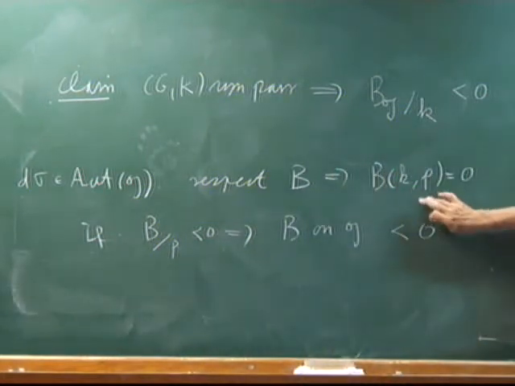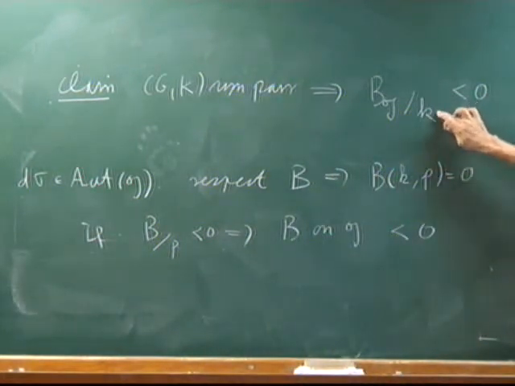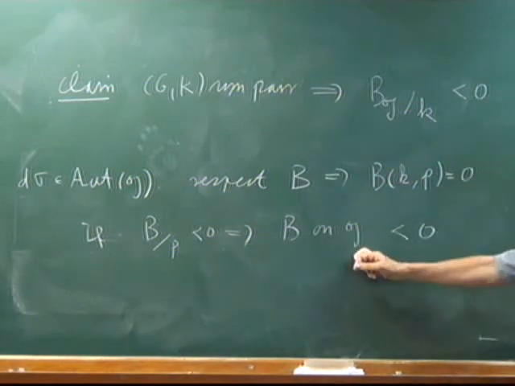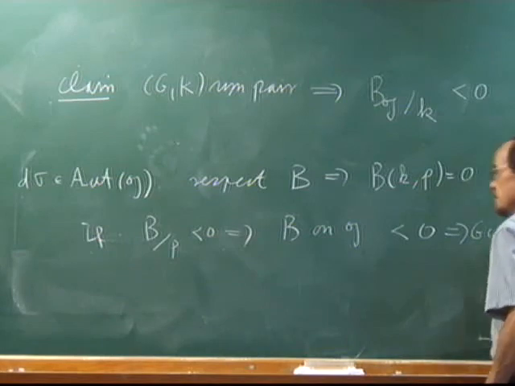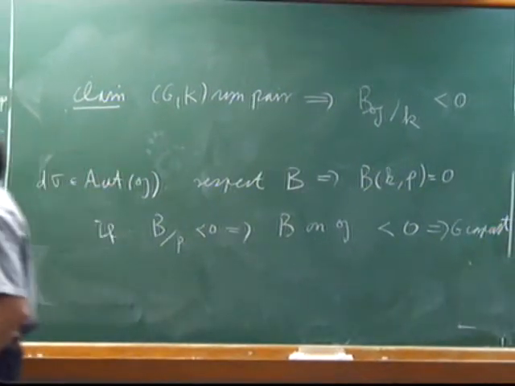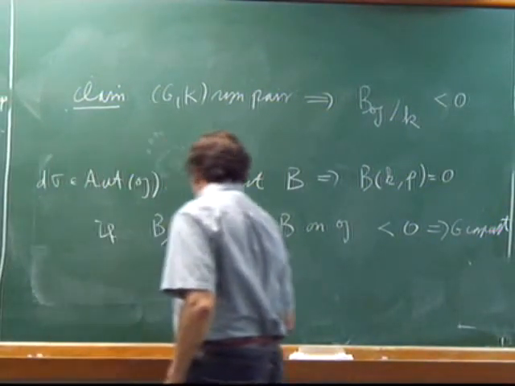Because K and P are 0, on K it is always negative, so it's also negative on P, it's 0 on all of G, and this implies G compact. Of what I said over there. Right. A Lie group with negative Killing form must be a compact Lie group.